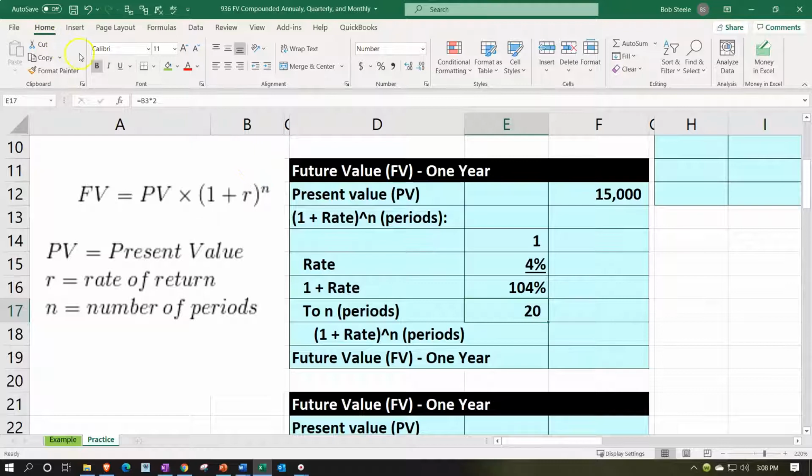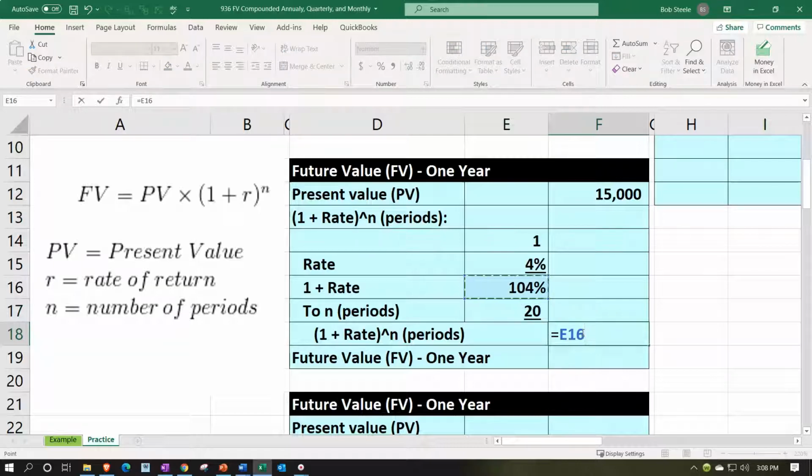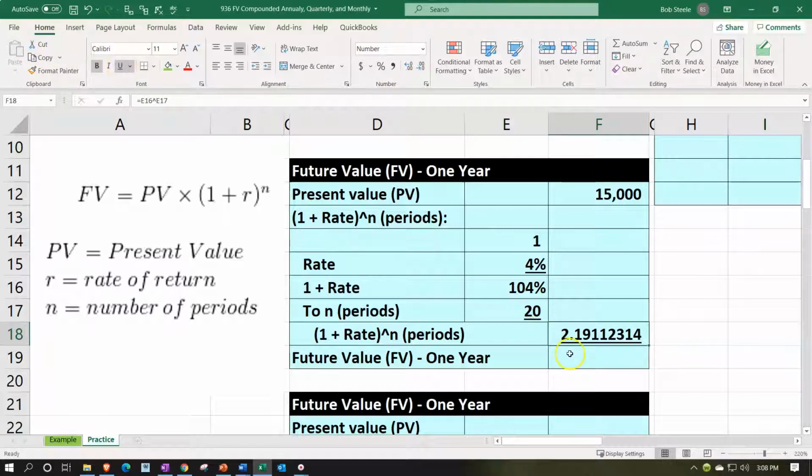Let's underline that, Home tab, font group, and underline. And then we'll bring this out to the outer column. This is going to be the 1.04 caret, which is shift 6, to the 20 periods. And let's add some decimals, Home tab, numbers, adding decimals, and underline, Home tab, font, underline. And then we're going to say this is equal to 15,000 times that number. Add a couple decimals there as well. Home tab, number, add a couple decimals.